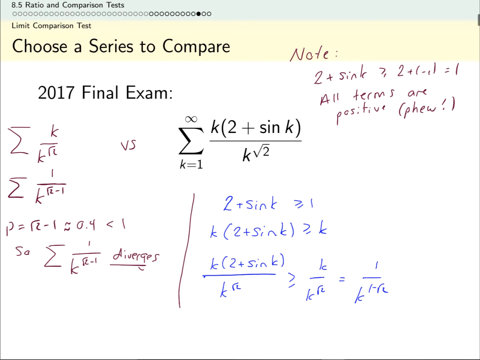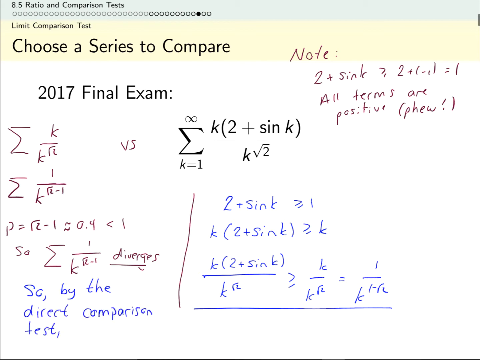So my comparison series diverges. I think of its terms as being so big that when I add them together, the stack goes to infinity. My original series has terms that are even bigger. So for these even bigger terms, certainly their stack goes to infinity as well. This is the correct direction to use the direct comparison test. So by the direct comparison test, our mystery series diverges as well.